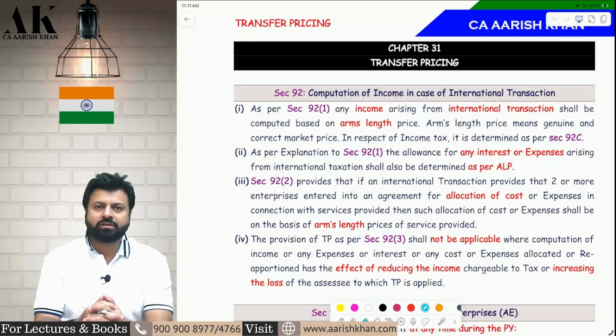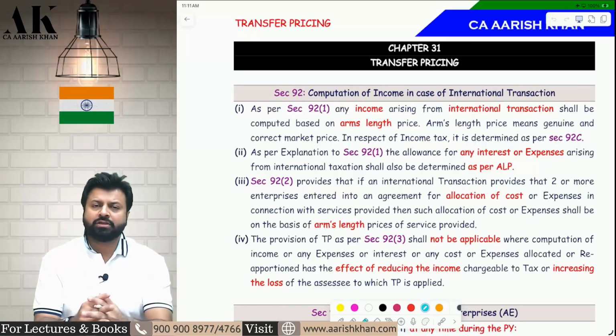Now all the provisions of transfer pricing are given under sections 92 to 92F. So it's a small topic actually if you see the number of sections, but content-wise it is a very big topic. There are very few sections in this topic, but every section has huge content. So 92 to 92F has all the provisions of transfer pricing.